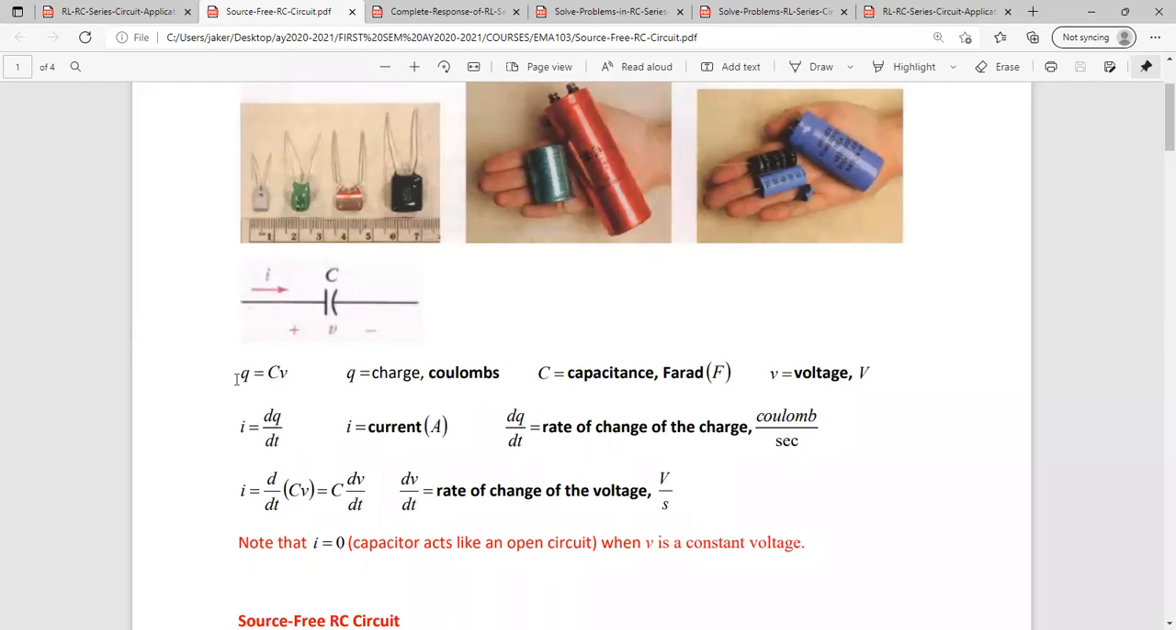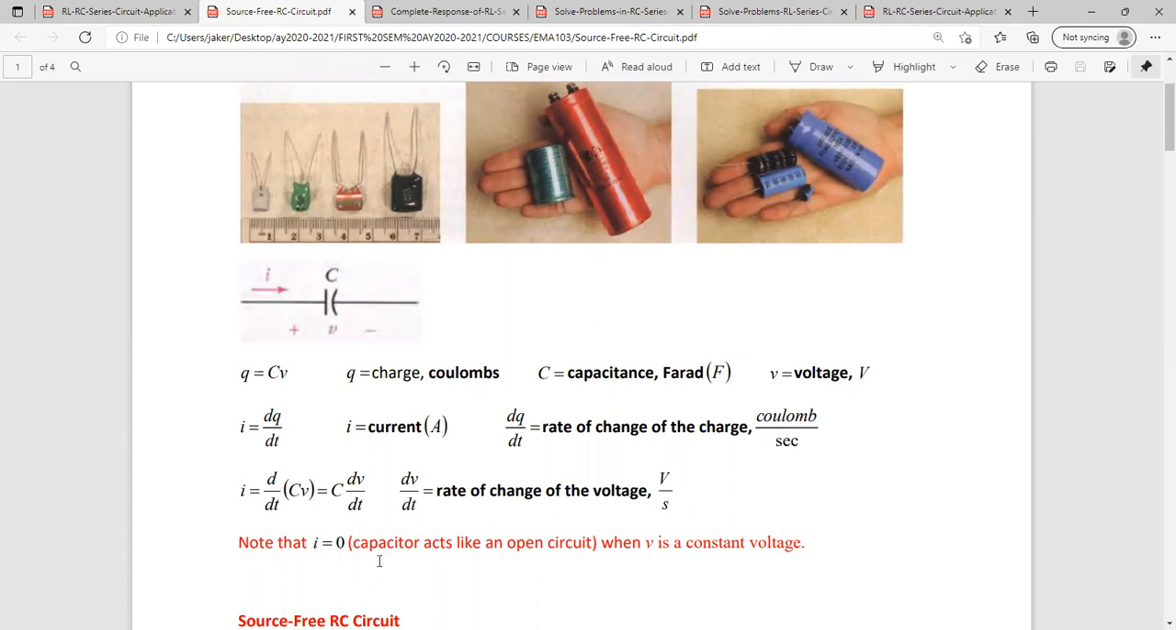This Q is replaced by CV here. And since capacitance is fixed, it's a constant, only voltage is changing. So when you differentiate, you just set aside the constant C, and you have here the derivative of the voltage with respect to time. Or this is the rate of change of the voltage with respect to time. As such, this expression has now the set of units voltage over second.